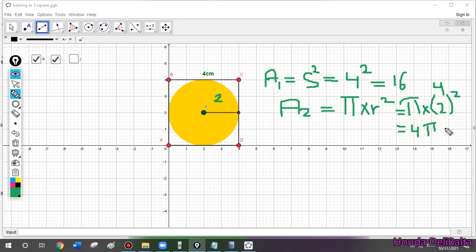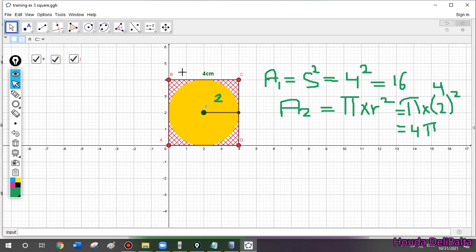Now, why am I finding the area of the square and that of the circle? Because I'm going now to ask you about the area of the shaded region. That shaded region doesn't have a definite shape, and we need to find its area. Now, it's very simple. What's the area of the shaded region?